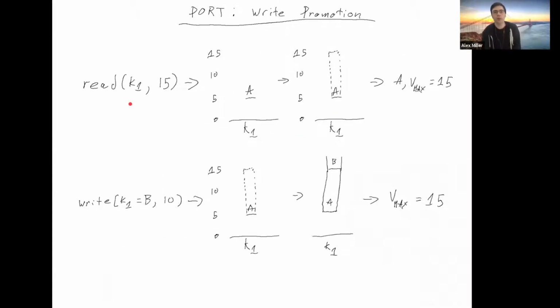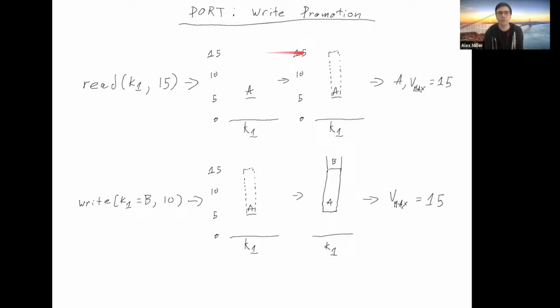All right, there's some complications here. Let's say that we have a server with one key. That key is key 1. It has a value of A. It was written at version 5. Some client shows up and it says, hey, I'd like to do a read of this key 1 at version 15.